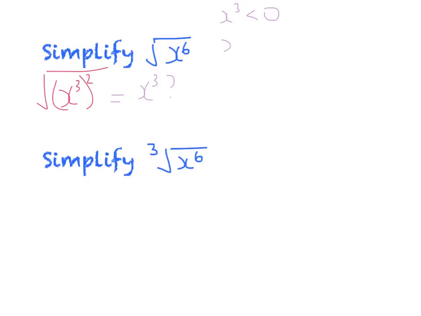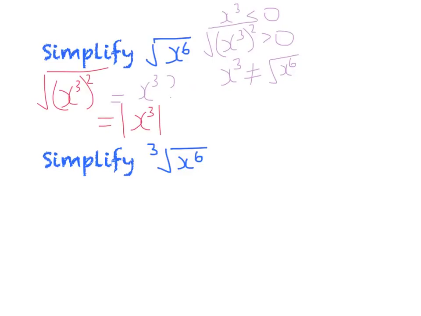Then x cubed squared would be positive, and the square root of x cubed squared would also be positive. And then x cubed clearly could not equal x to the sixth. Instead, what we have to do is take the absolute value. So the square root equals the absolute value of x cubed.